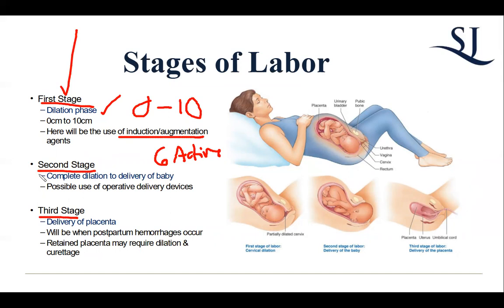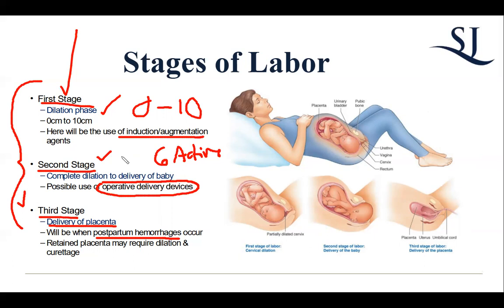Now, the second stage is when, putting it plainly, mom's ready to push, completely dilated, but especially with a first baby, she's still at 0 station, completely dilated at 10 centimeters. She has some pushing to do. That's why it's called labor. This is the stage where you can use operative delivery devices like vacuum or forceps-assisted deliveries if you need. Your third stage is when the placenta delivers, and this is where postpartum hemorrhages occur. So get that sorted in your mind as well.